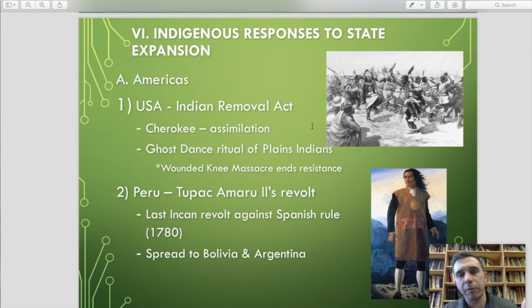So let's focus a little bit on the Americas. First off, North America and the United States. Those of you familiar with United States history are familiar with the United States and their consistent pushing of Native Americans westward. One of the most infamous in American history would be the Indian Removal Act, which basically removes the Native American presence from the eastern seaboard, initially settling them on reservations, particularly areas like Oklahoma.